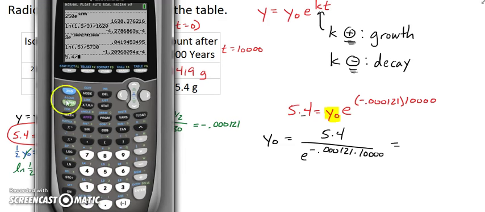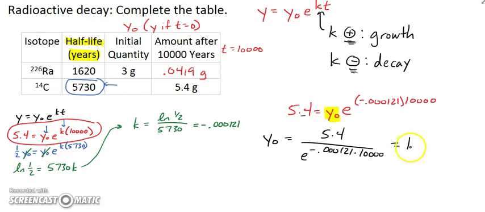5.4 divided by e to the negative 0.000121 times 10,000 comes out about 18.109. And that was an initial amount, so in this case that would be grams. So there you have it.